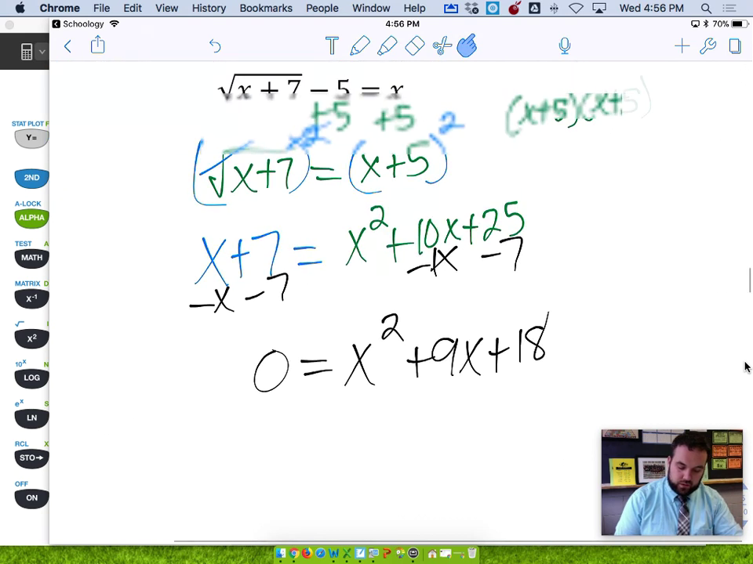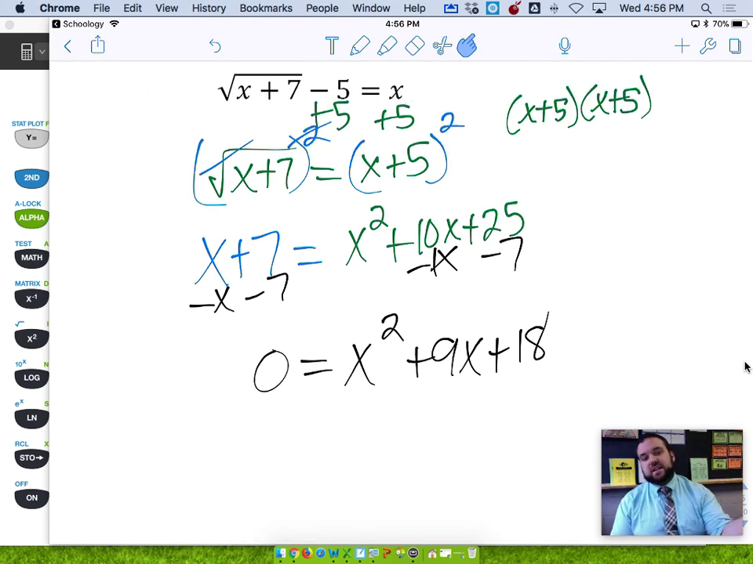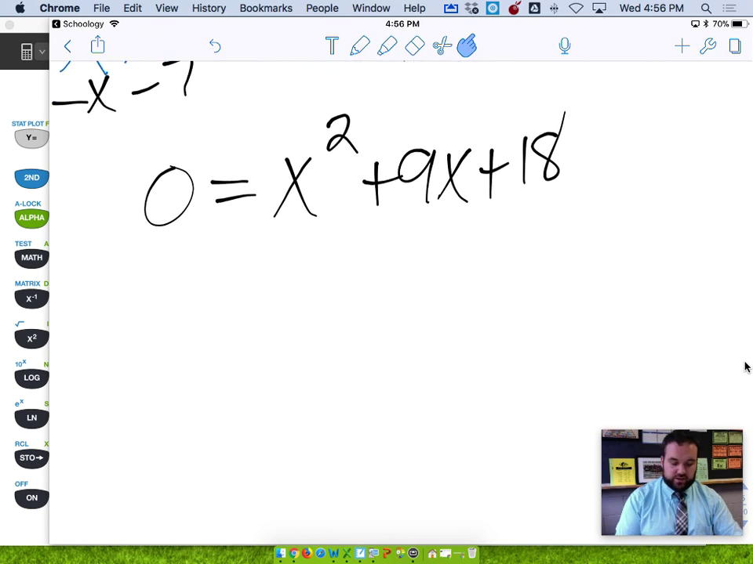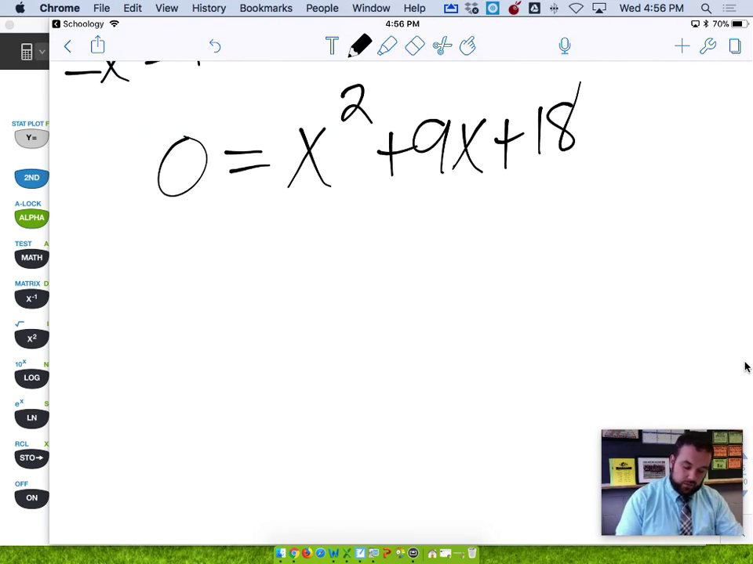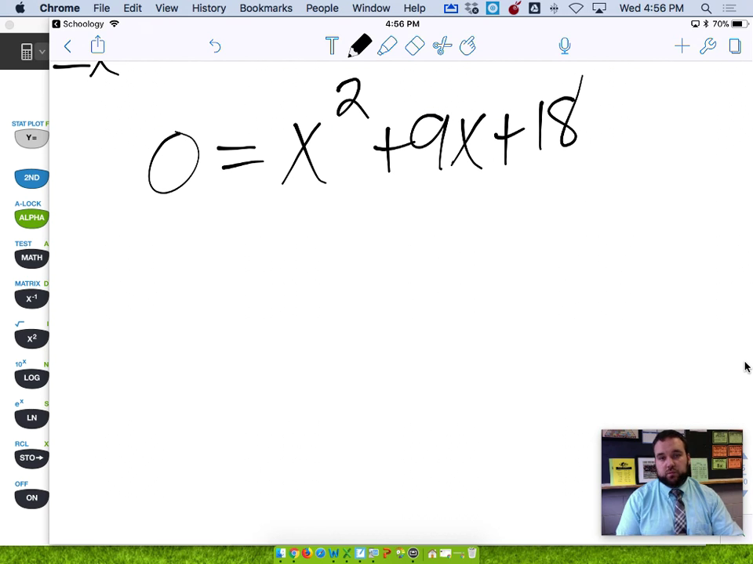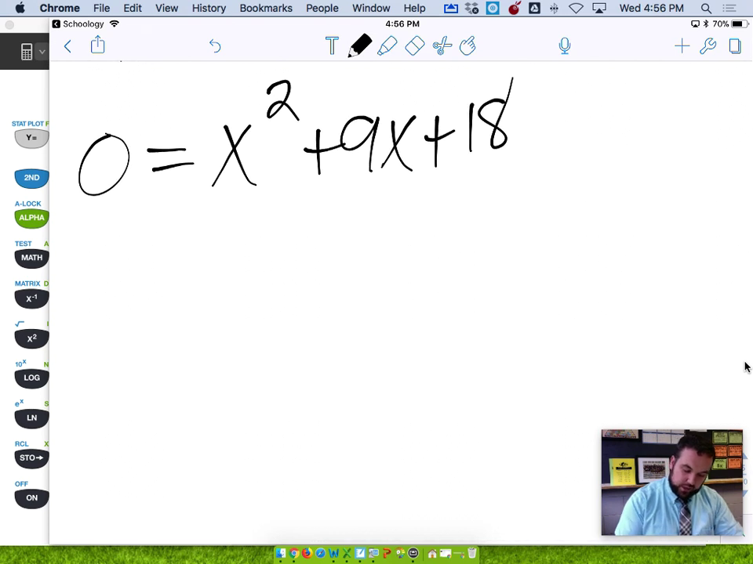Okay. So I've squared both sides, I've moved everything over, and now I need to try and solve this equation. This is where last trimester you either factored or you did the quadratic formula. Most of these problems you'll be able to solve with factoring, just because having to do the quadratic formula on top of all this would be kind of a pain.